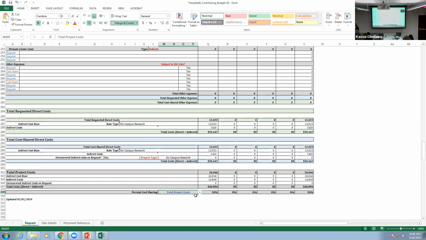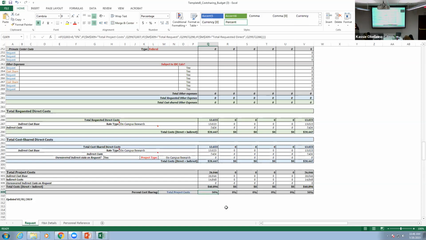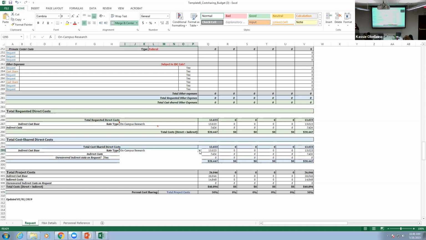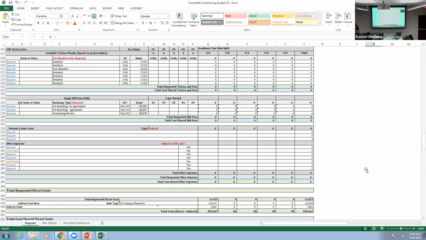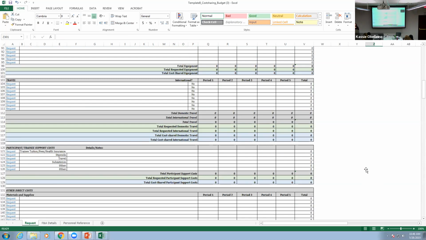And then if you had to match half of all the project costs, it tells you what percentage you're at. If you were doing unrecovered indirect costs, you can choose. And then unrecovered on the request, like let's say they were only giving us 10%, but they let us cost share the difference between 57 and 10, you can choose that here, yes or no. So it'll calculate that for you. So you have a lot of options there. But again, it behaves pretty much exactly like the other sheet besides dividing up these cost sharing.